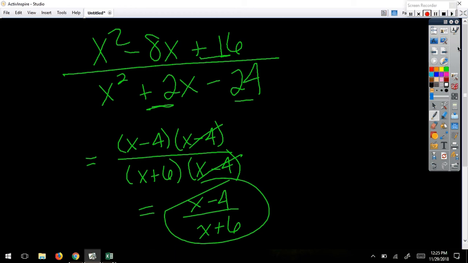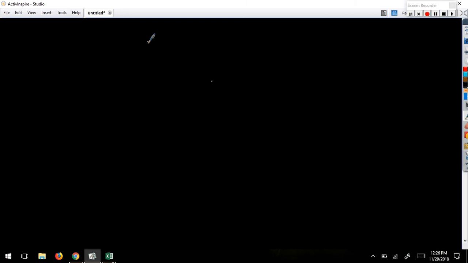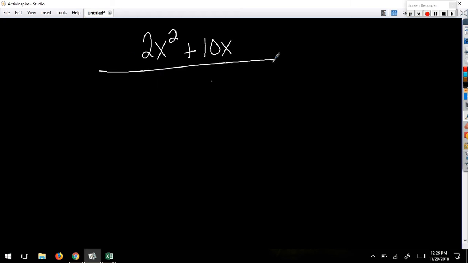Are we getting stumped up on the factoring? All right, one more. Try this one on your own and see what happens. Don't quit. You got it. 2 times x times x. What did you just say? Spread out the 2x squared. You're actually really close.